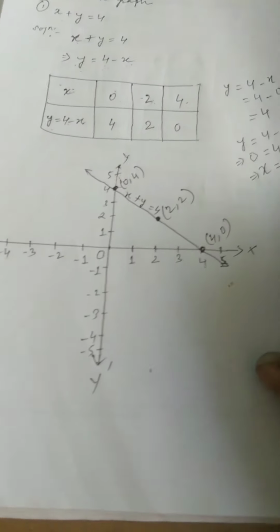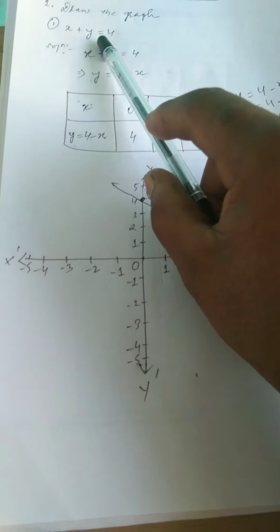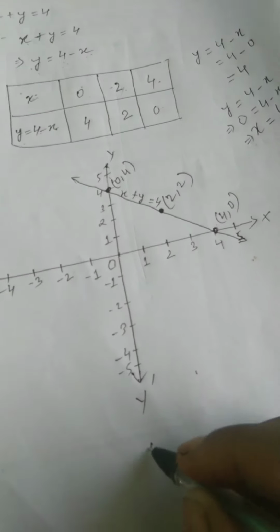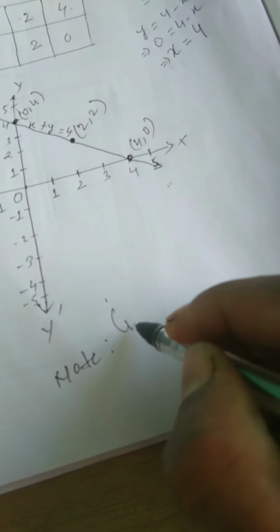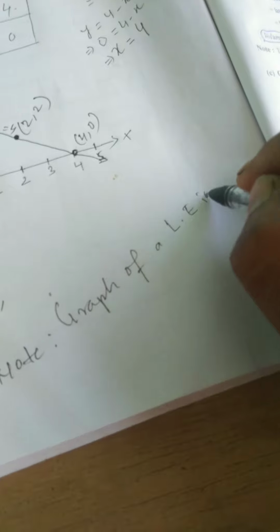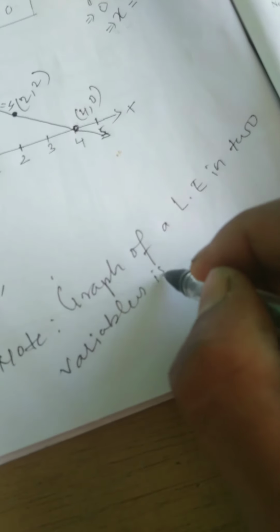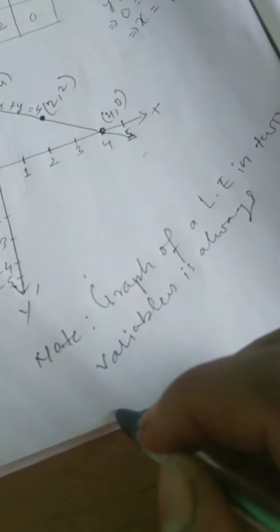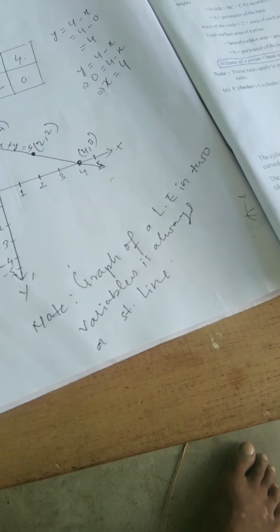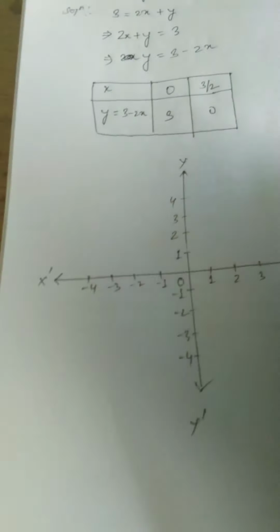One thing you remember, note here: the graph of a linear equation in two variables is what? Always a straight line. Keep this in mind. One note you can write here: the graph of a linear equation in two variables is always a straight line. Clear? The graph of a linear equation in two variables is always a straight line. So in this way. Next, one more problem I'm going to do here.